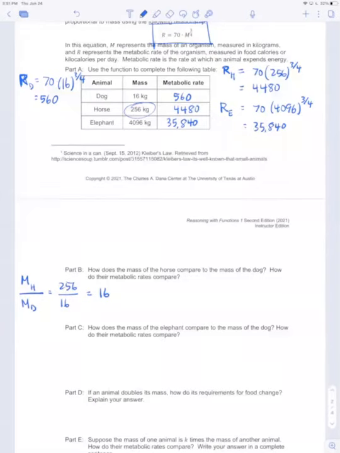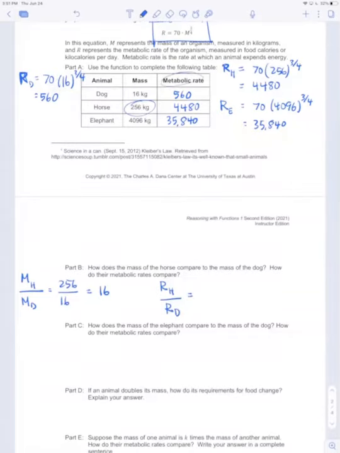Now, in terms of metabolic rate, let's do the rate of the horse compared to the rate of the dog. Now I'm looking at the metabolic rate column here. The rate of the horse we found to be 4,480, and then the dog is 560. Again, we're going to reduce this. And when we do, 560 goes into the numerator 8 times. And this tells us the metabolic rate of the horse is 8 times that of the dog.